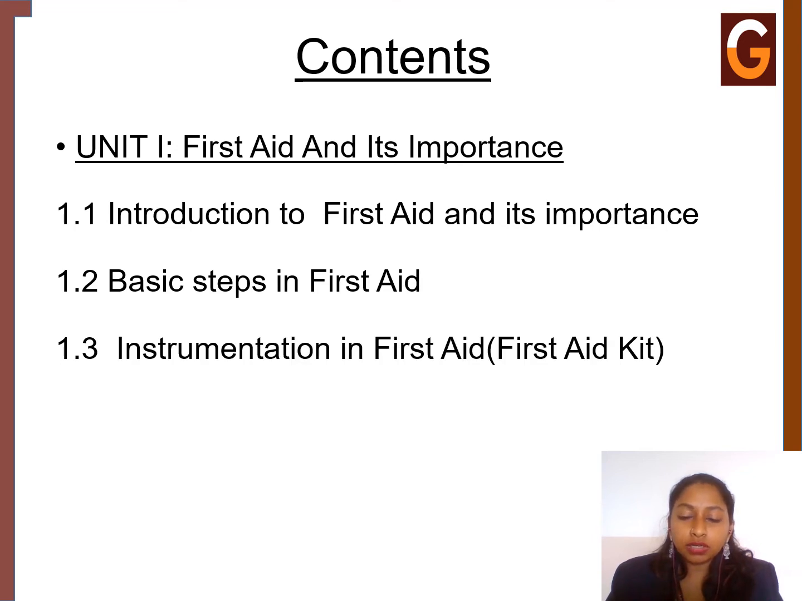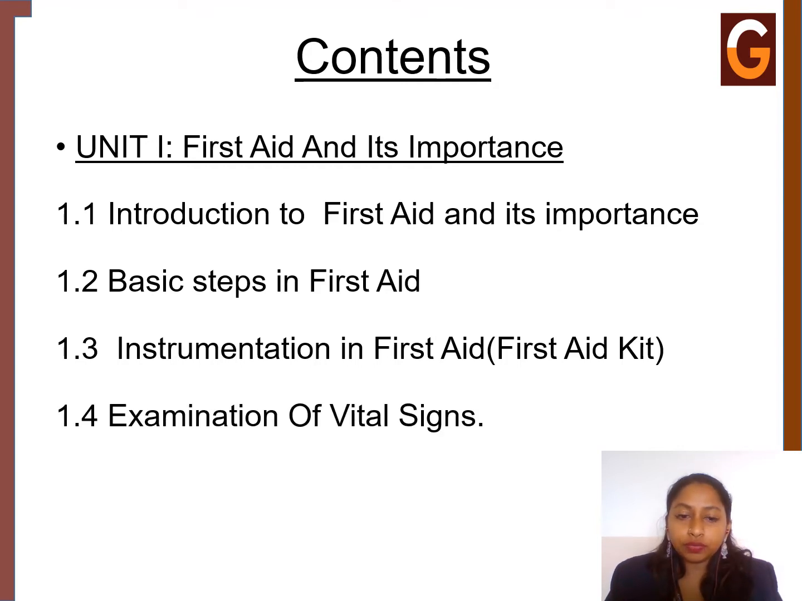1.3 is nothing but what are the instruments we are trying to put in the first aid. That is, in first aid kits, what all things will be added, which is given by the Red Cross Society. In 1.4, we will try to give you a demonstration and the exact explanation about the examination of vital signs. Vital signs are of four types, so we will be briefing about all these aspects and giving you a demonstration as well as the video about how to do the examination of the vital signs.